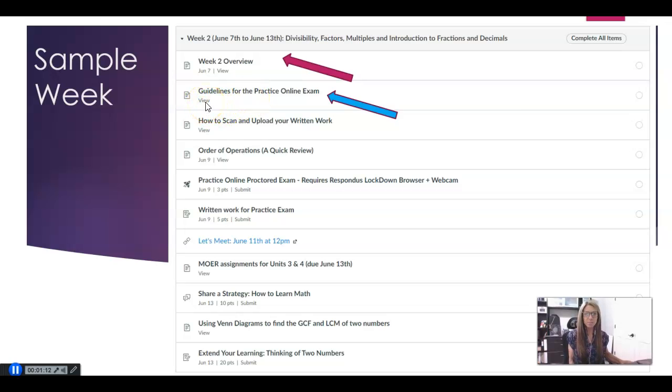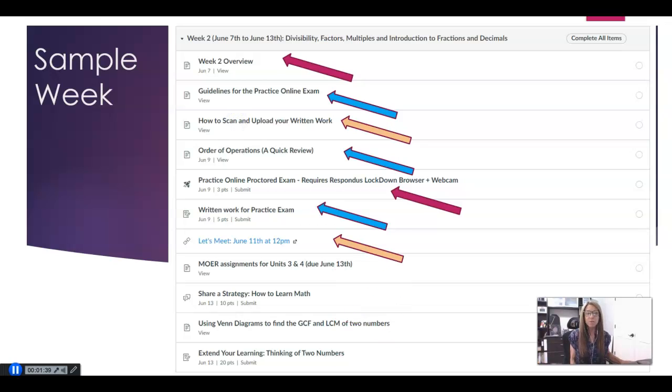So that is a content page for you to view. And then there's also a content page that's going to teach you how to scan and upload your written work during that week. Then there is a review content page, which reviews the order of operations, which is something that you need to review before you take the practice online exam that is due on June 9th. And then there's the assignment where you upload your written work for the practice online exam.